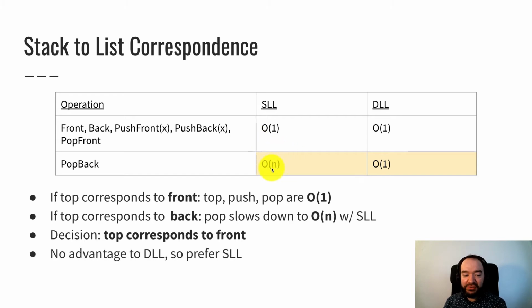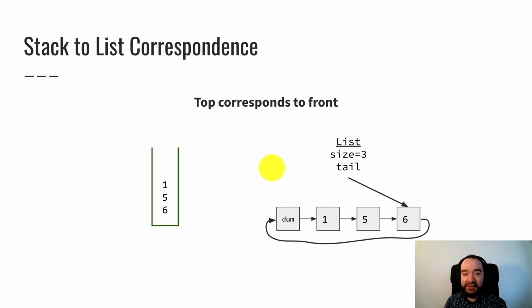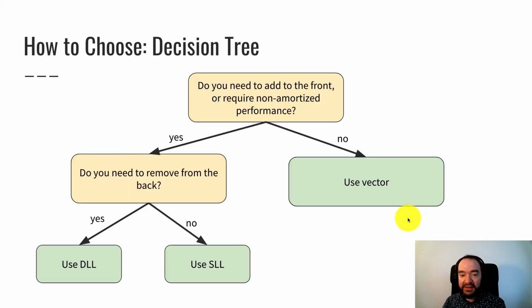In this application, there's no advantage to using a doubly linked list, so we prefer the singly linked list because the singly linked list has better constant factors. So here's the final decision. We're going to use a singly linked list, and the top of the stack corresponds to the front of the linked list. You can see that the top of the stack is the 1, and it's at the front of the list, not at the end of the list.